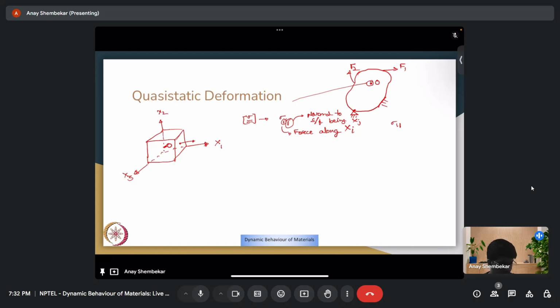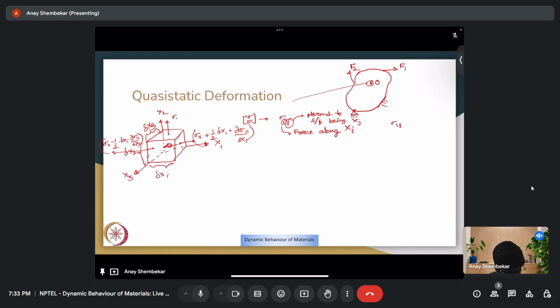So this would be, say, sigma 1 1 plus half. Sigma 1 1 is defined at point O, and if we find the value of sigma 1 1 at a distance half of delta x1, it is half of delta x1 times dou sigma 1 1 by dou x1. Similarly, on the other face, it will be sigma 1 1 minus half delta x1 dou sigma 1 1 by dou x1. We are neglecting any higher order terms here.